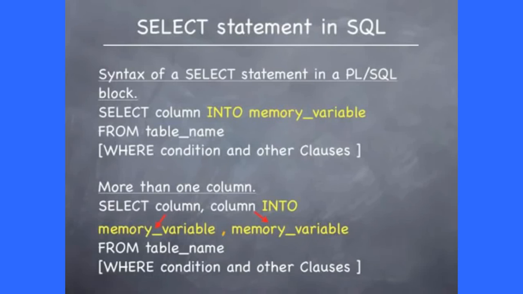The second select statement is the syntax to be used when retrieving two columns. The select statement reads as select column name, comma, column name into memory variable, comma, memory variable from table name, followed by the optional where clause or any other clauses. The point that I'm trying to bring out with this syntax is that when more than one column is to be retrieved, you would have to create corresponding memory variables for each of the columns. You will list the memory variables in the INTO clause, each memory variable corresponding to the column based on position.